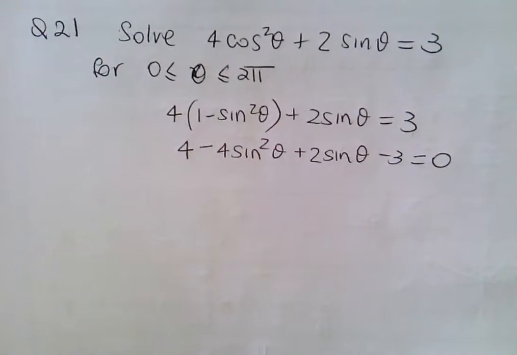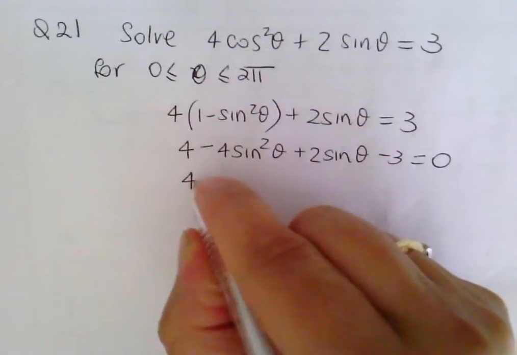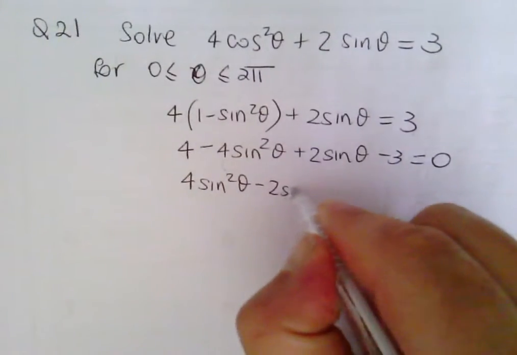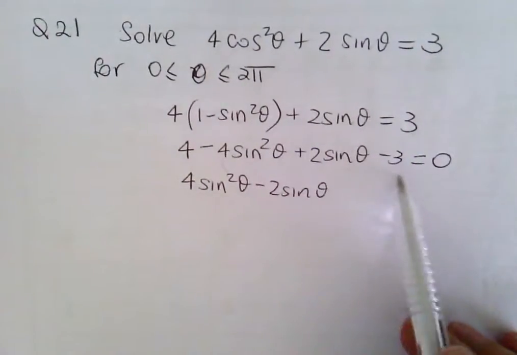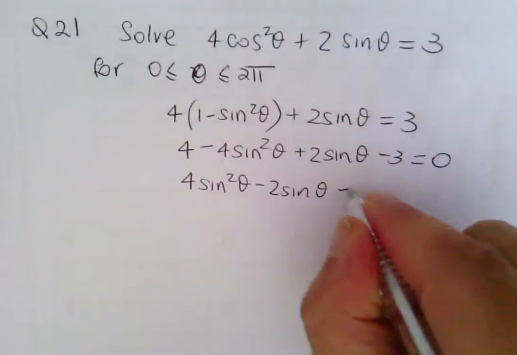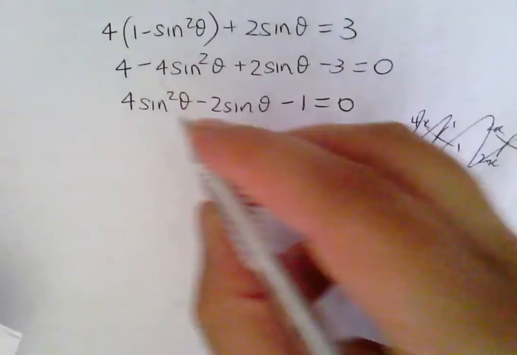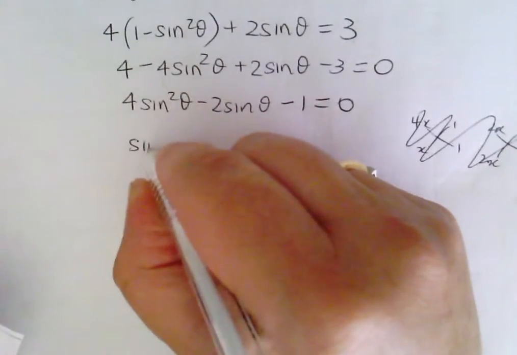Yeah, let's take everything over. There's nothing worse than a negative squared term. Everything's going to the right now. 4 sine squared theta minus 2 sine theta. Now I've really got 1 on the left, so it'll become minus 1 on the right. Isn't it? Factorize it. Have to use quadratic formula.